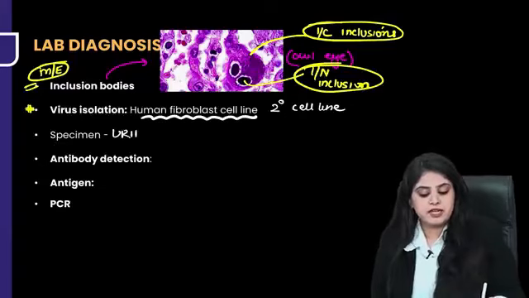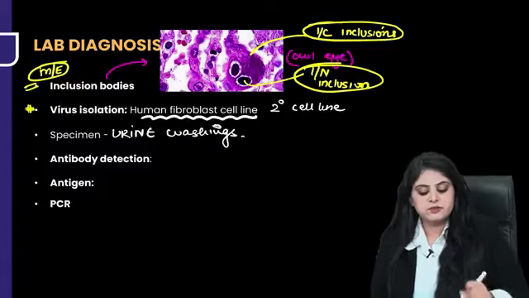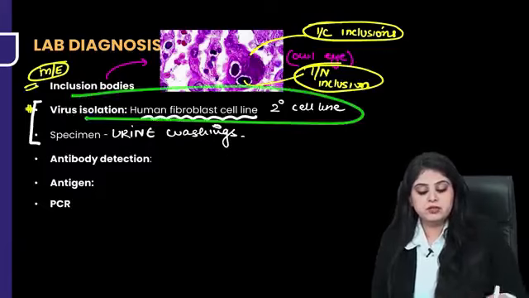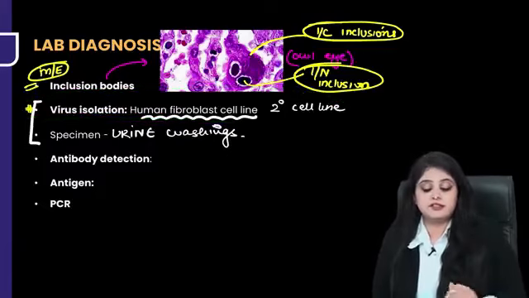The best sample that we get is that of the urine washings. So repeating, virus isolation using which cell line? Human fibroblast cell line. Learn it as it is.